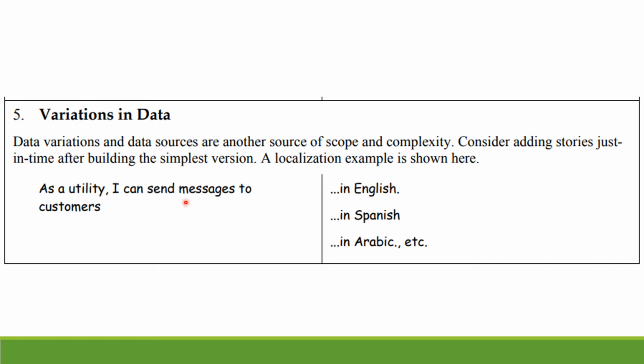So based on the complexity, you can split the stories. Based on the variations in the data, as a utility, I can send messages to customers based on the data variation or localization, right? Localization is one of the good examples of data variations. As a utility, I can send messages to customers in English, in Spanish, in Arabic, something like that. So it's a simple localization example. You can split the stories according to variations in the data.